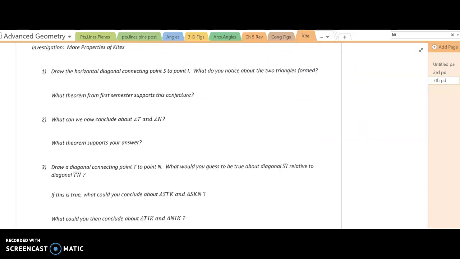I forgot to draw your kite for you, so we're going to draw a kite real quick. And you're going to put on this kite an S and an I on the left and right hand sides, and a T and an N on top and bottom. So you should have a kite with vertices S, T, I, N as you go around in a clockwise fashion. So our first thing is to draw the horizontal diagonal connecting S to I.